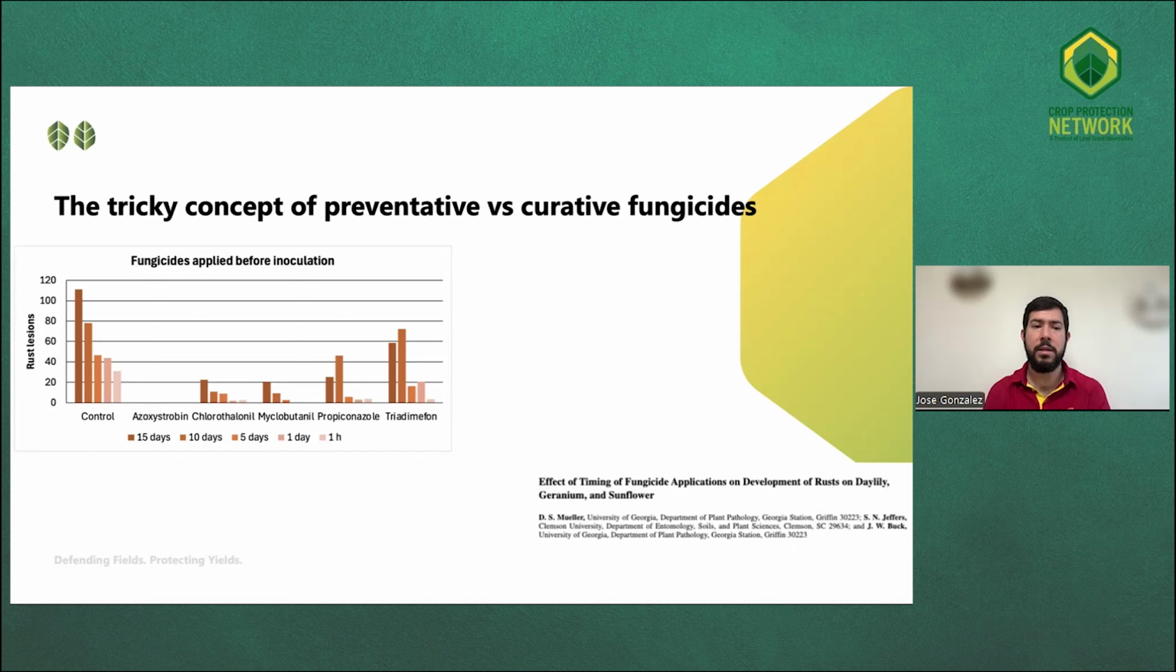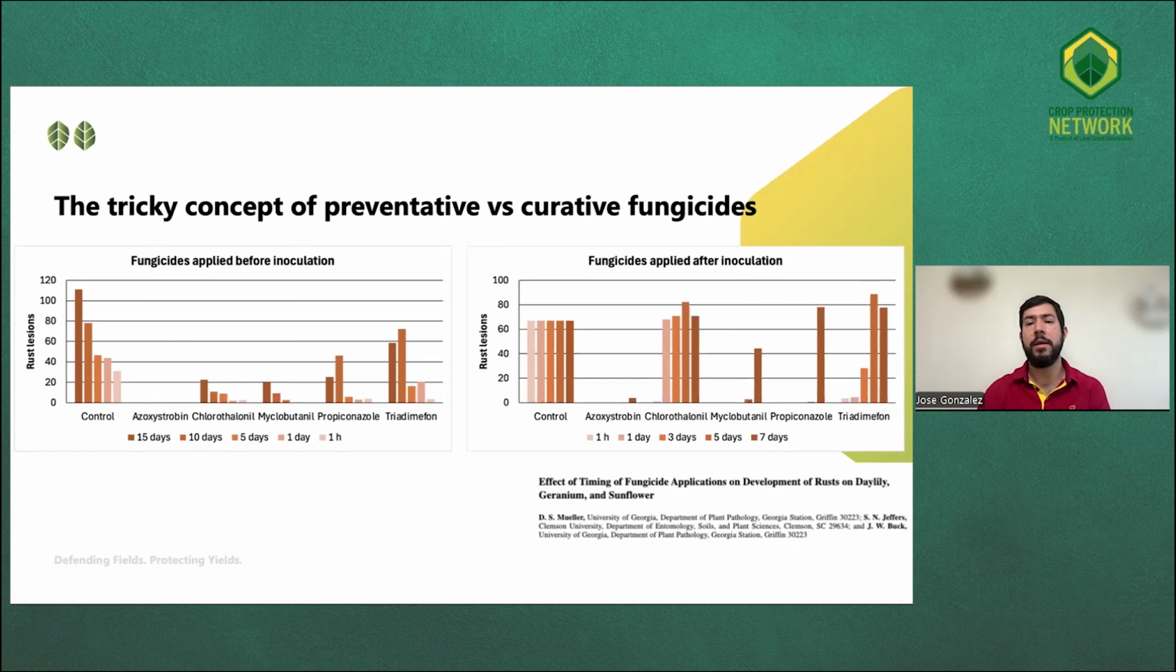And in this case, the strobilurin protected the plant even if applied 15 days before the inoculation. For the rest of the products, the trend shows that the farthest away they were applied from the inoculation time, the less control they exerted, which is something that is expected. But then if we look at what happened when the fungicides were applied after the inoculation, we still see that the strobilurin provides good control.